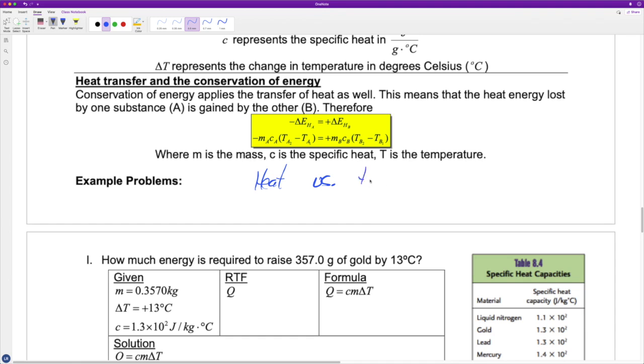Heat versus temperature. They are related, but they are not the same thing. Heat represents the amount of thermal energy in a substance. The temperature represents a measure of how fast the molecules are vibrating back and forth. They are related, but they don't mean the same thing. So let me give you an example.